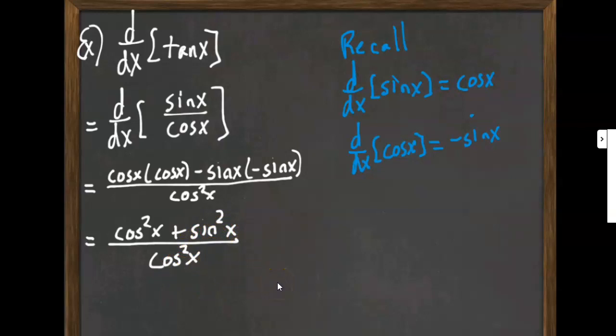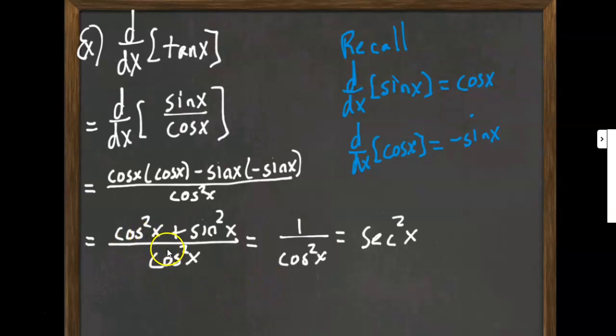Or we can remember our numerator there, cosine squared plus sine squared. If you don't remember any other identity from trig, hopefully you remember this one: cosine squared plus sine squared is 1. And we get 1 over cosine squared, which is a perfectly fine answer, but traditionally we recognize that as being secant squared.